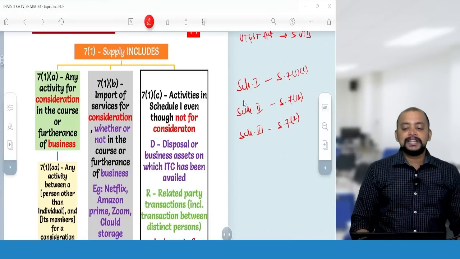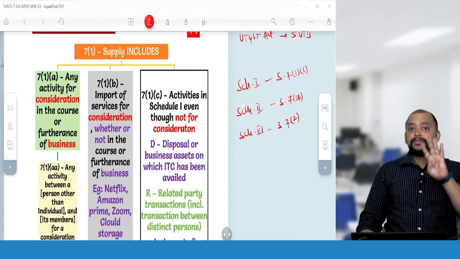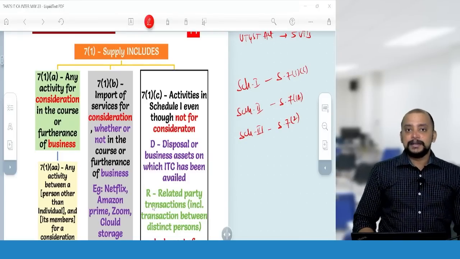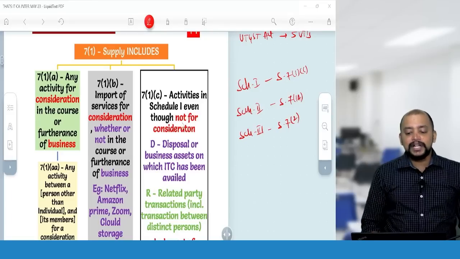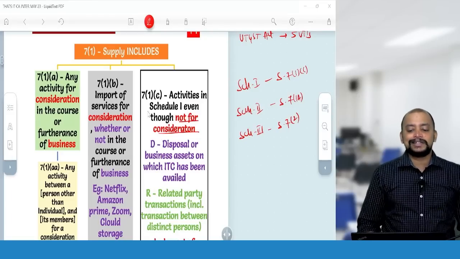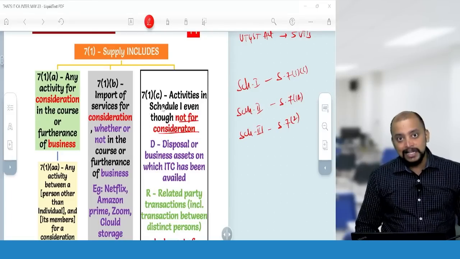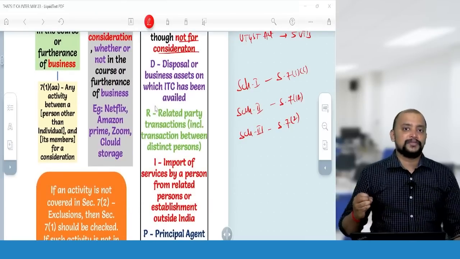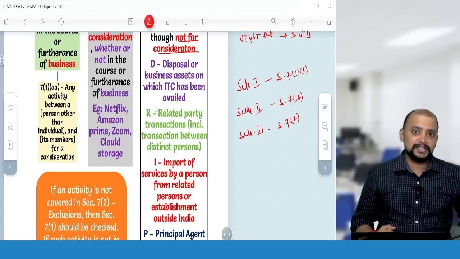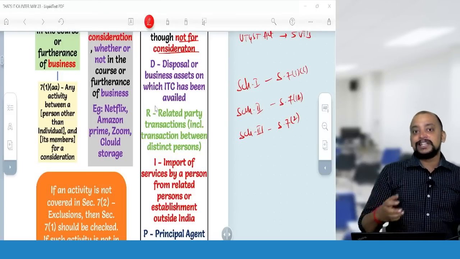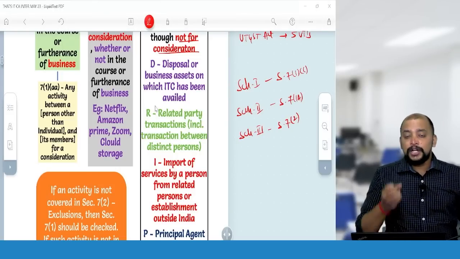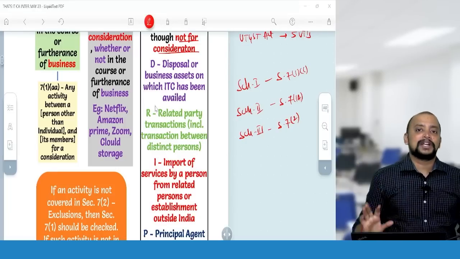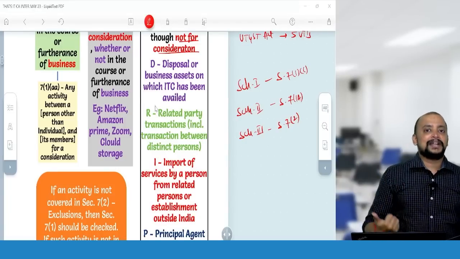Now 7.1c read with schedule 1, we have a total of 4 activities, that is DRIP. And in all these cases, there is no consideration. Only when there is no consideration will we come into 7.1c. And what are those 4 activities? D for disposal of business asset on which ITC is availed. I purchased a business asset, at the time of purchase I paid GST, and on that I availed the ITC. Now that business asset is disposed of without consideration. Then it will become supply under 7.1c.